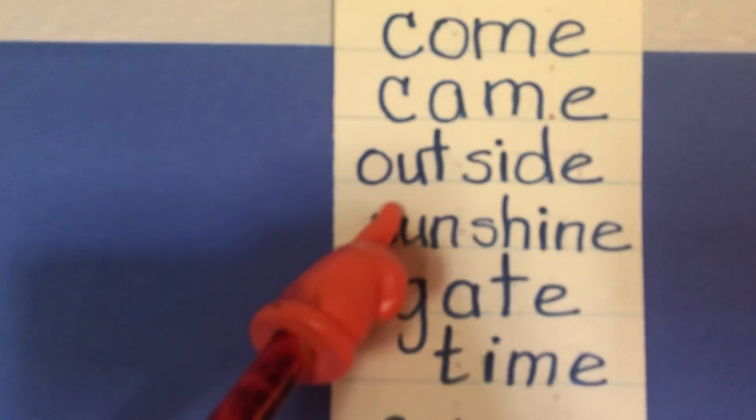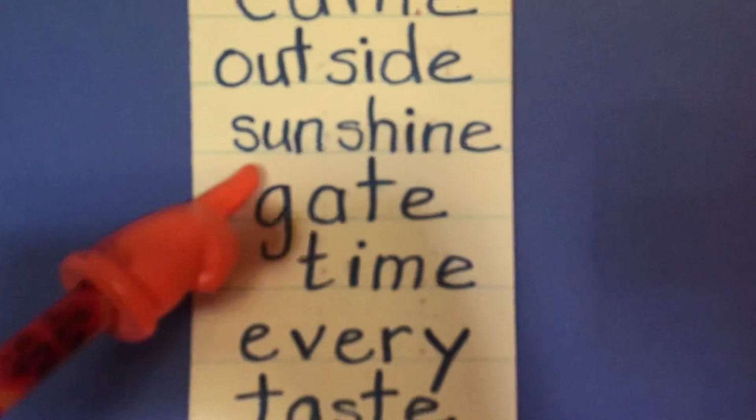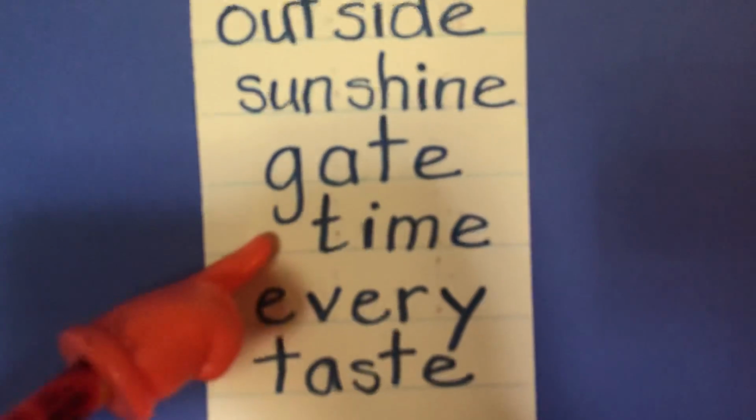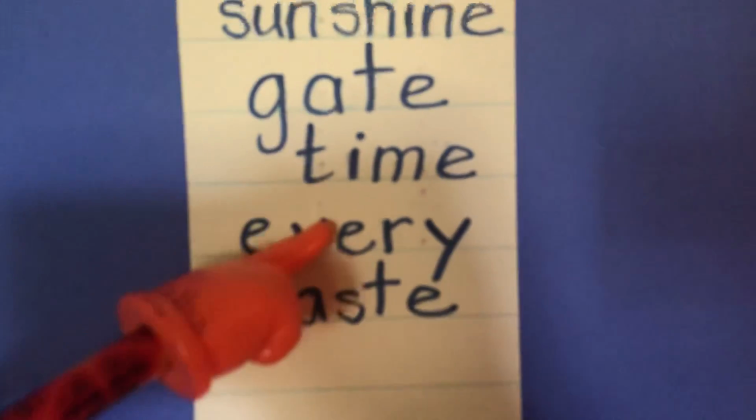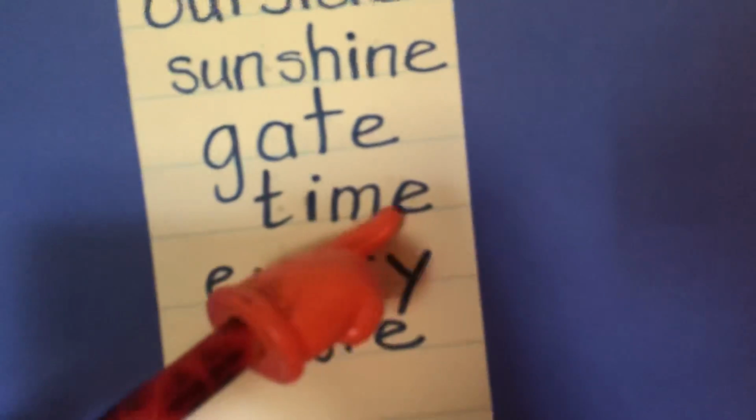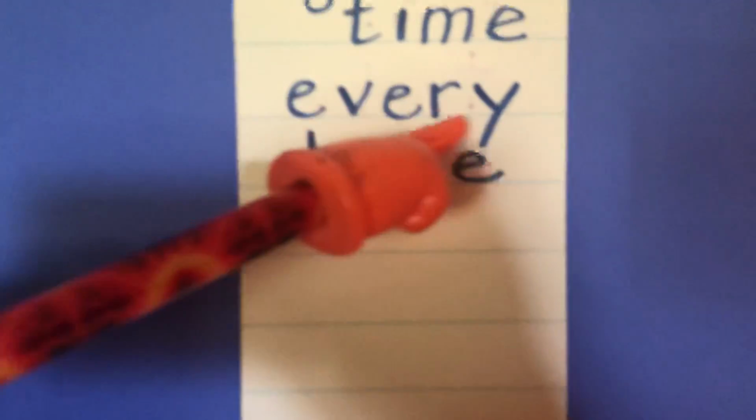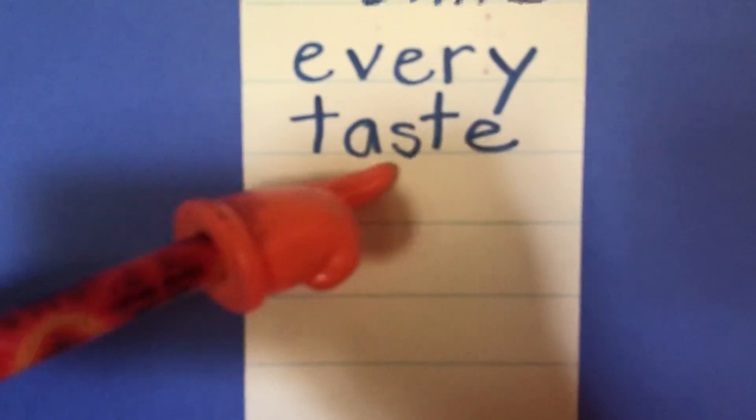Next is a compound word. That's when we have two words, we put them together and make a new word. Outside. The side part is a bossy E word. Another compound word, sunshine. Here's another bossy E word, gate. Gate. And I know you know this bossy E word, time. This is another word that we just have to remember, every. And the last one is a bossy E word, taste.